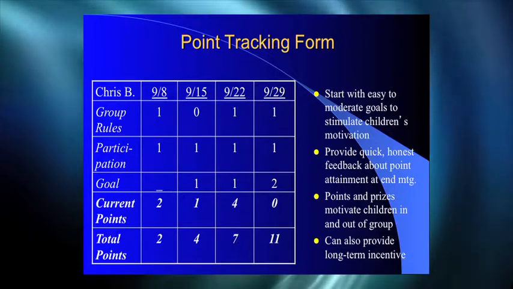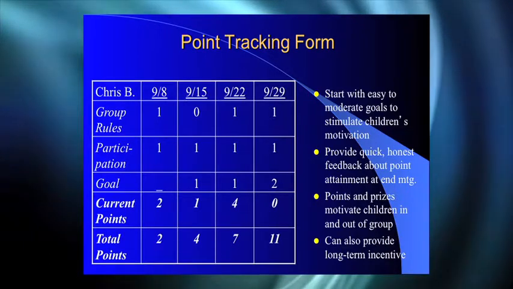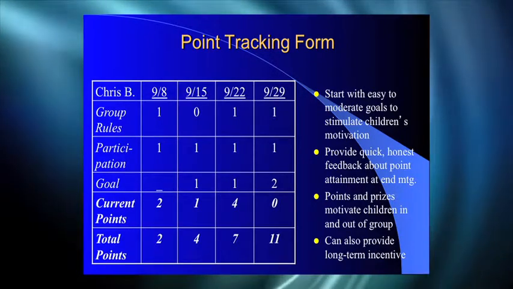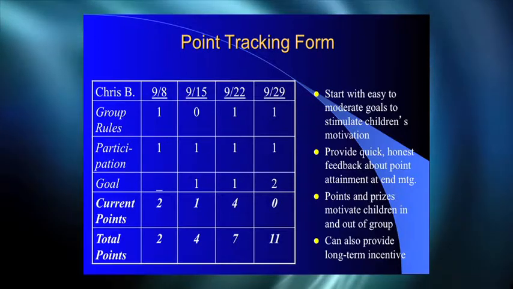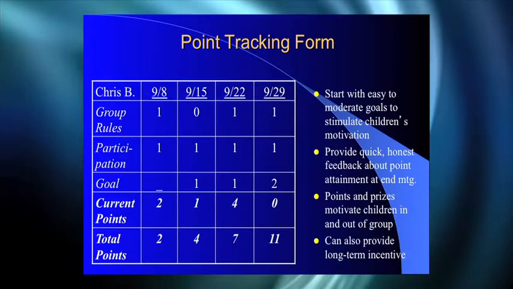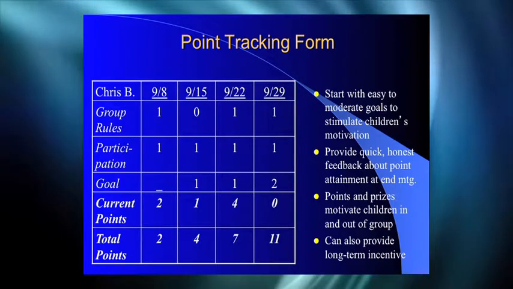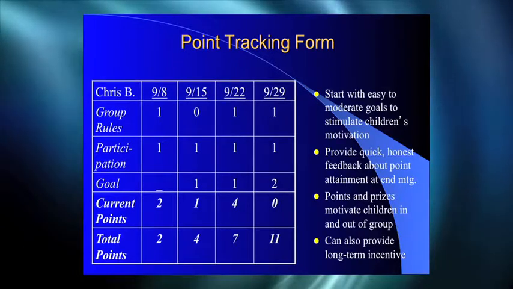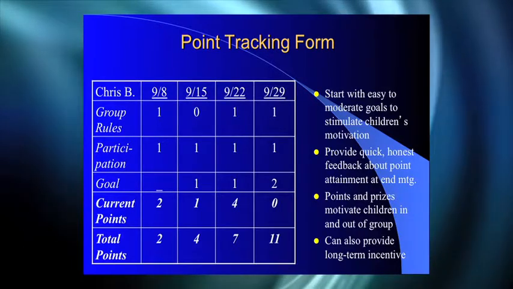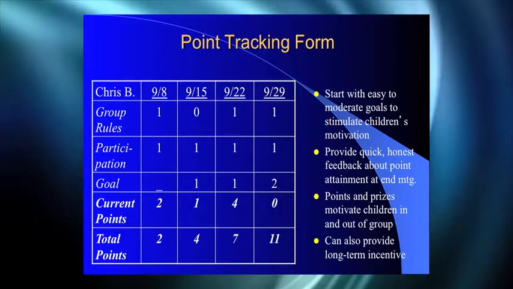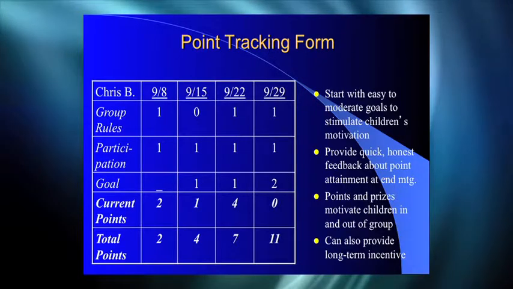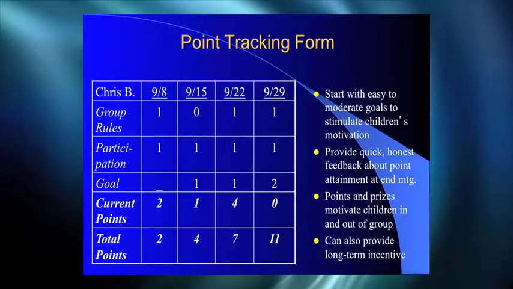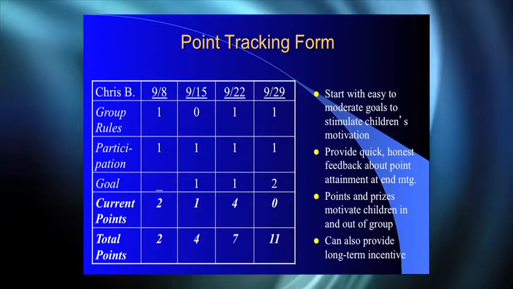So you can see that Chris B. earned his group rules point on September 8th. He must have gotten 3 strikes because he didn't earn that point on September 15th. He did earn his positive participation point for each of these sessions. The first session didn't have any goal points, but the remaining sessions he earned either 1 or 2 points on his goal sheet. And then we'll tally up and inform each child how many points they have total and allow them to decide whether they want to spend or save those points.